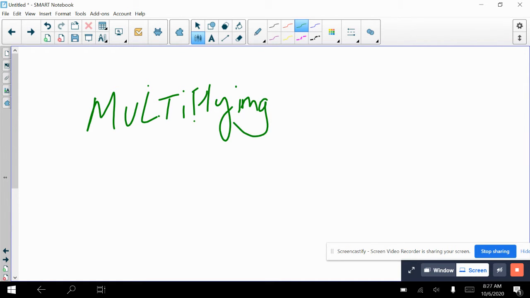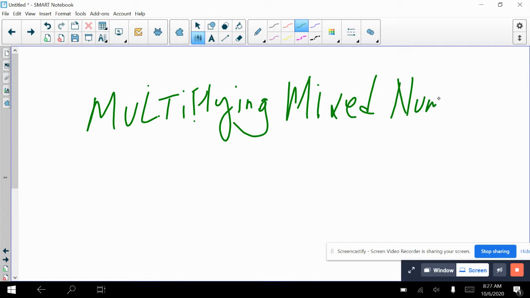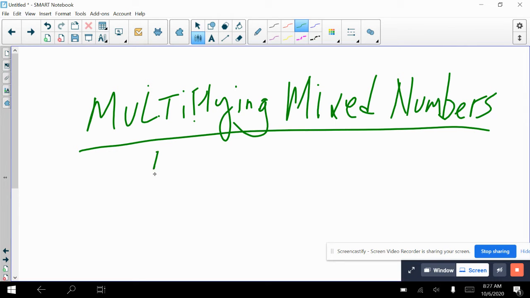Multiplying mixed numbers. This will be lesson 2-4.